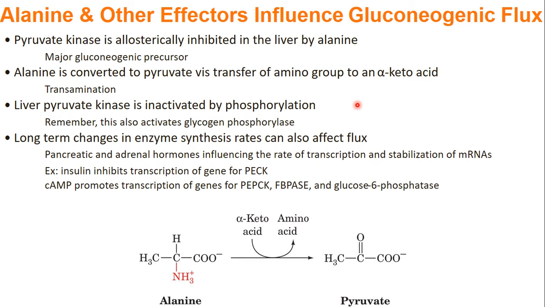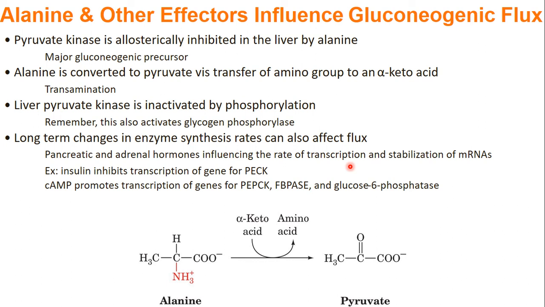This can also activate glycogen phosphorylase, as we talked about in a previous video. However, if you want long-term changes to enzyme synthesis that affects the overall flux through either glycolysis or gluconeogenesis, you want to change the amount of enzymes you have available. So your pancreatic and adrenal hormones can influence the rate of transcription and stabilization of mRNAs. And if you remember your central dogma of biology, mRNA will go to the ribosome to make protein. So if you make your mRNAs more stable and you make more of them, you're going to have more enzymes.